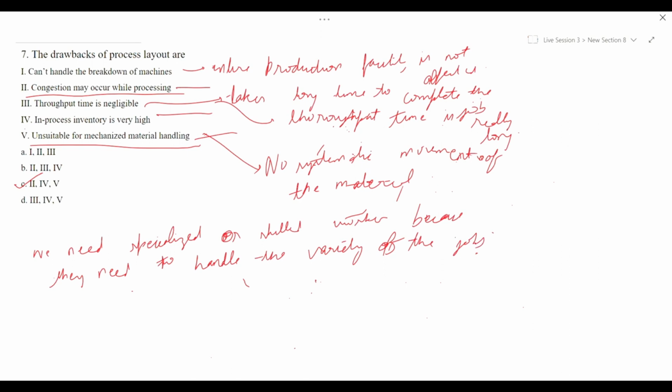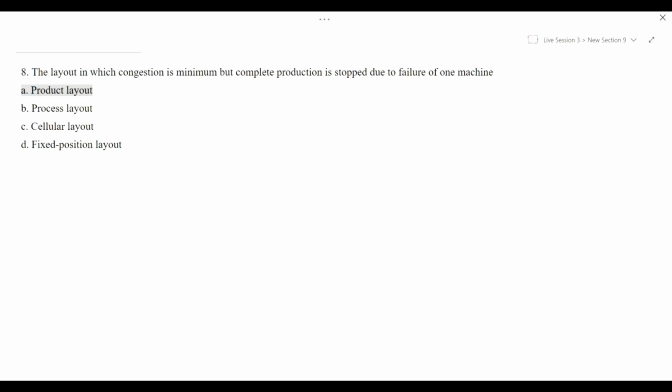Okay, these were the drawbacks of process layout. Moving on to the next question. The layout in which congestion is minimum but complete production is stopped due to failure of one machine. So this will be easy for you just because we discussed all the drawbacks of process layout in the previous question. So basing on this, you can easily say this belongs to which type of layout. Any answers? Please type your answers in the chat box.